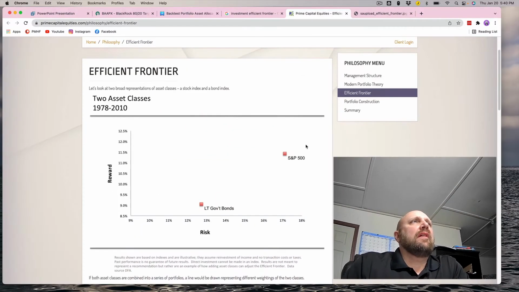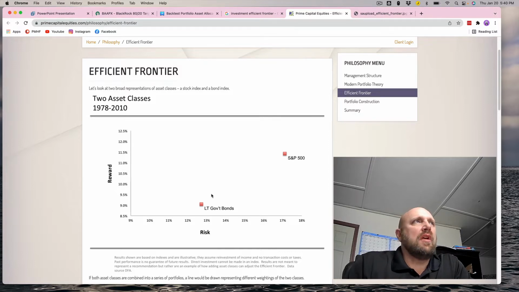We have reward on the vertical axis and risk on the horizontal axis, and the more return we expect to get out of an investment, whether that be a fund or an individual stock or whatever, the more volatile, or the more fluctuation, it's going to have. So that's a positive proportional relationship. The more return, the more fluctuation. And that's pretty much a given if you look at any investment class.